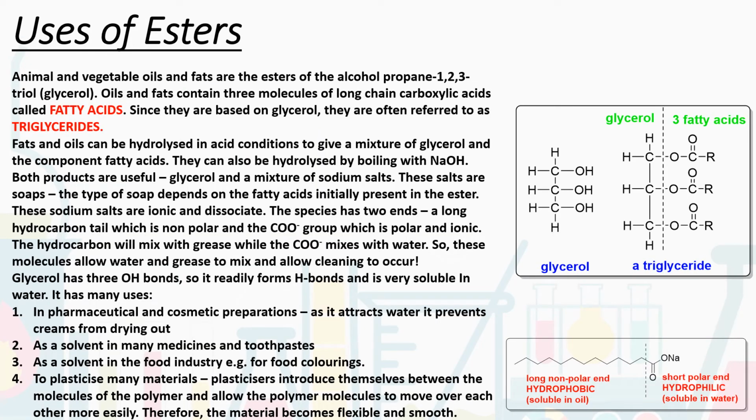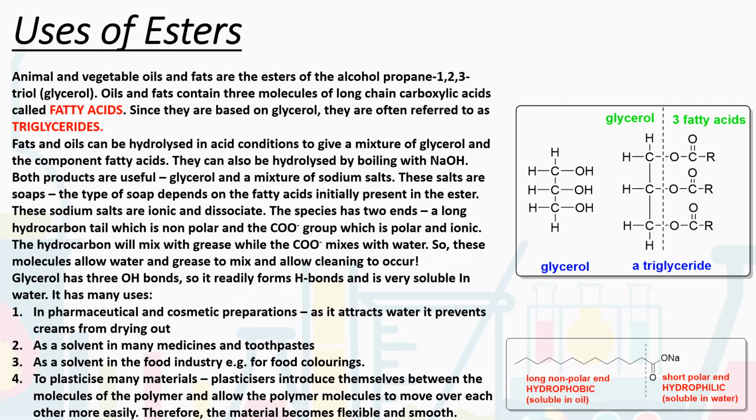So the uses of esters, we talked earlier about oils and fats. So animal and vegetable oils and fats are the esters of the alcohol propane 1,2,3 triol, and the non-systematic name is glycerol. And I've shown this over here on the right. Now, oils and fats contain 3 molecules of the long-chain carboxylic acids called fatty acids. And since they're based on glycerol, they're often referred to as triglycerides.